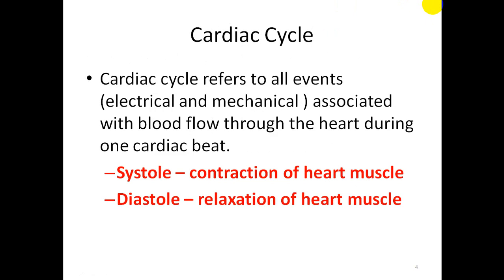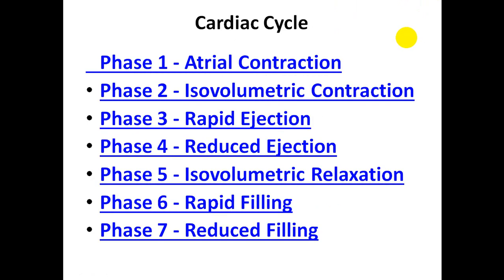So the cardiac cycle refers to all events, electrical and mechanical, and the changes in volume and pressure associated with the blood flow through the heart during one cardiac beat. Systole, as we said, is contraction of the heart, and diastole is relaxation of the heart. Systole is contraction of both atria and ventricles, and diastole is relaxation of all four chambers. These are the phases for the description of the cardiac cycle. We will discuss every phase and what happens in it.